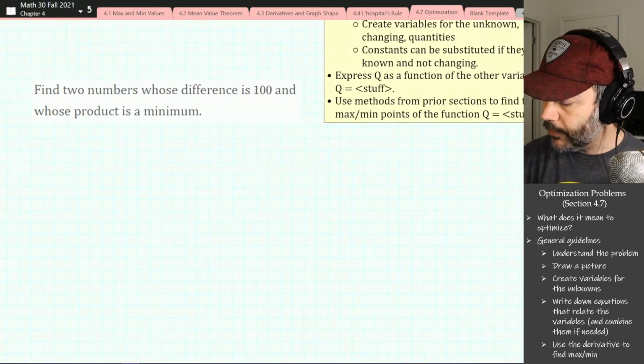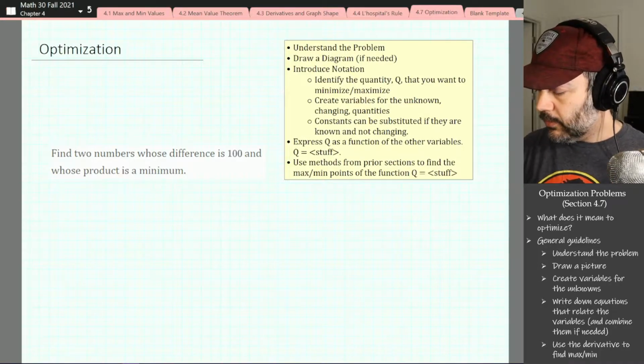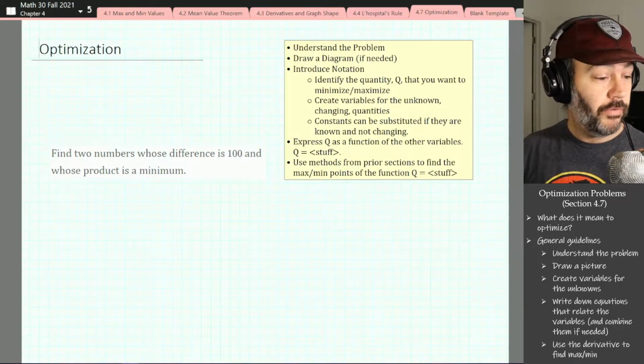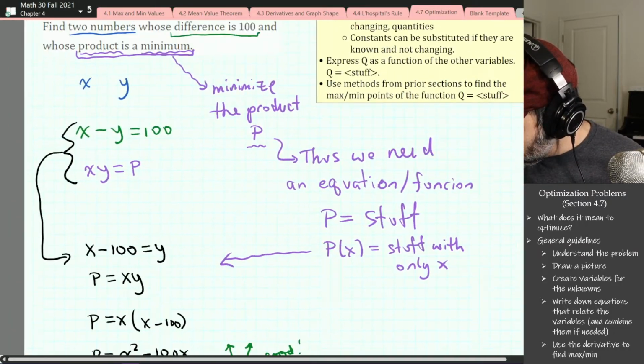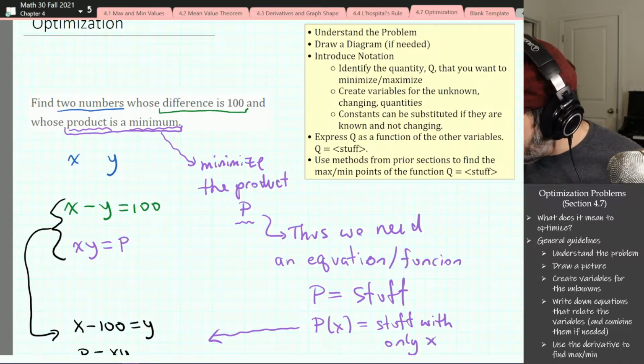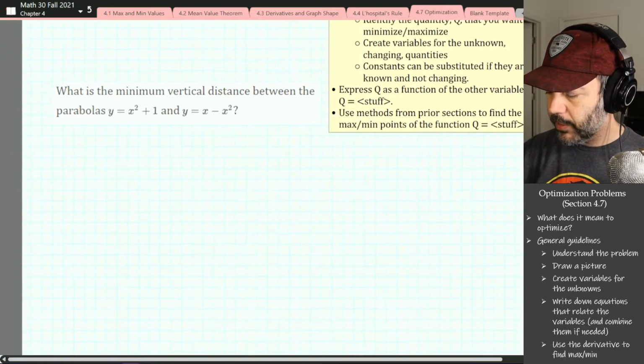Yeah, I'm not afraid to show that I mess up. It's all good. Let's see. So find two numbers whose difference is 100 and whose product is a minimum. Uh-oh, did I copy the same? Oops, I accidentally copied the same question again. Okay, so skip that page.